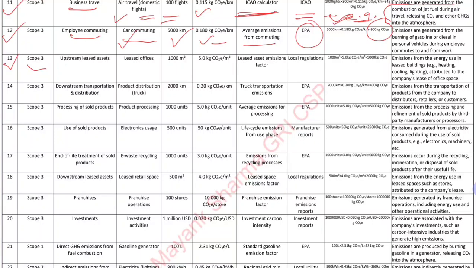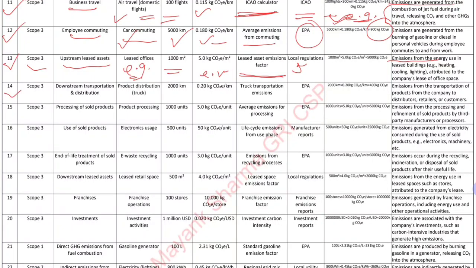The next example for scope 3 is upstream leased assets, where for example we are leasing offices, and this is the square meter area that was leased, and the emission factor for this. The leased asset emission factors are as per the local regulation. The emission factor has been taken from local regulations, and this is the calculation: total square meters multiplied with the emission factor. So these are emissions from the energy use in the leased buildings, like for heating, cooling, and lighting purposes, attributed to the company's lease of office space.